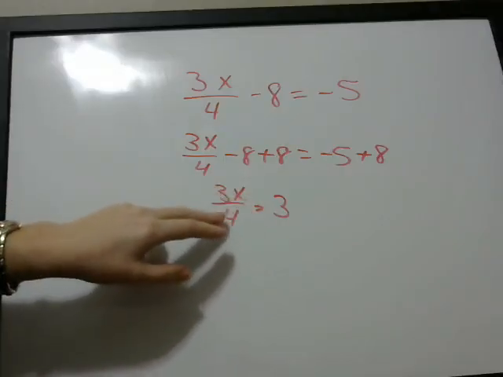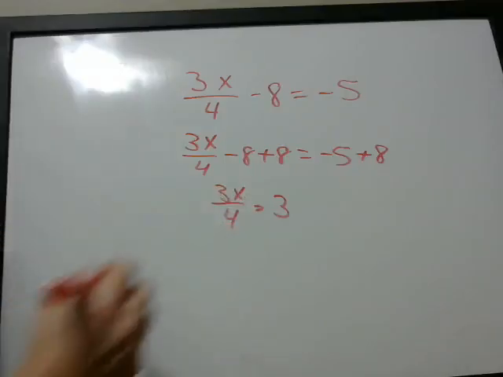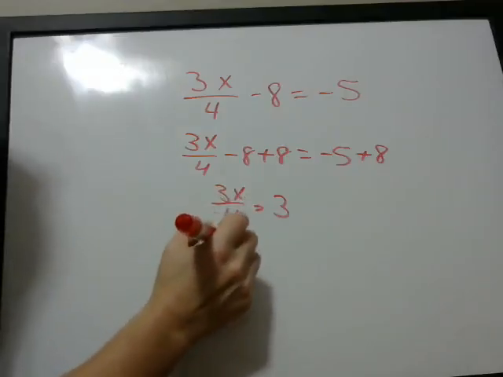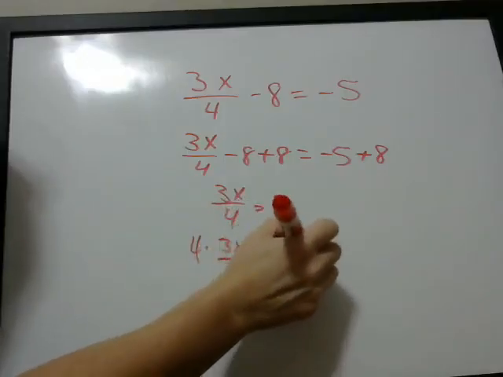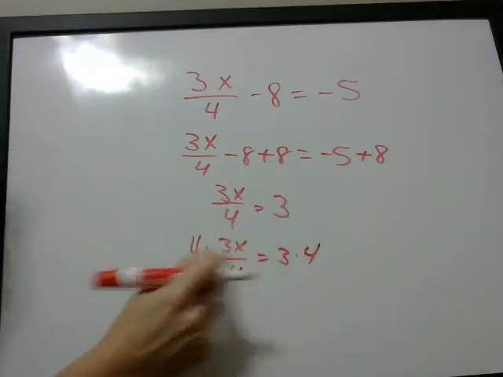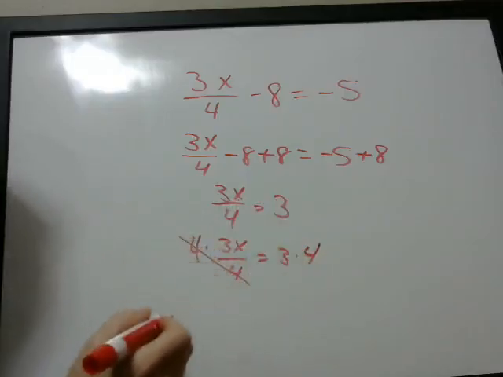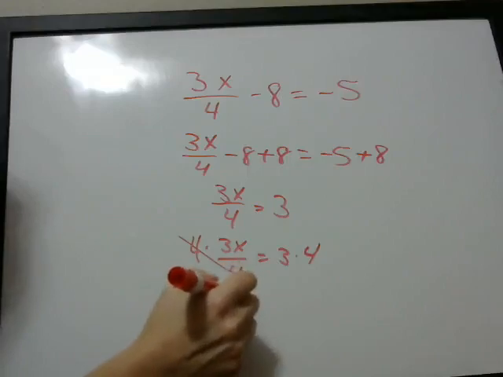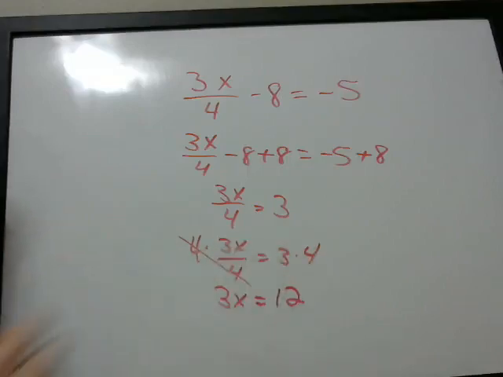So here it's dividing by 4. So to get rid of it, we're going to do the opposite. We're going to multiply by 4. 4 times 3x divided by 4 equals 3 times 4. Because if you multiply by 4 on one side, you have to multiply by 4 on the other side. These two things are going to cancel out. And you're left with 3x equals 3 times 4 is 12.